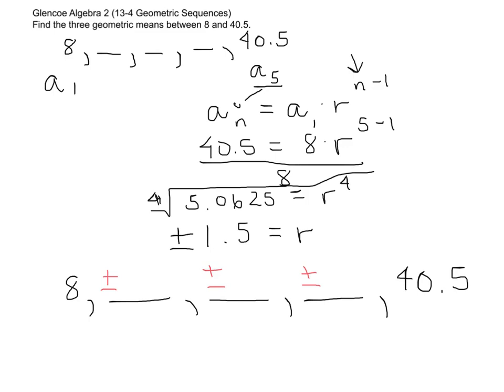8 times 1.5 is 12. I'm now going to take 12 and multiply that number by 1.5, and I get 18. Lastly, I'm going to take 18 and multiply that by 1.5, and I'm going to get 27. I have now found the three terms between 8 and 40.5 of my geometric sequence.